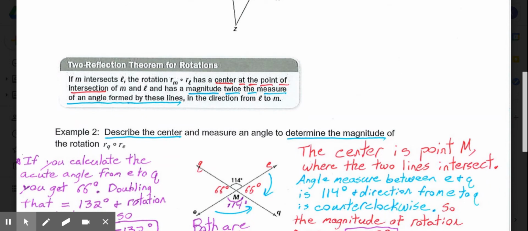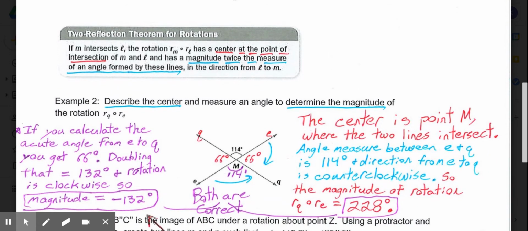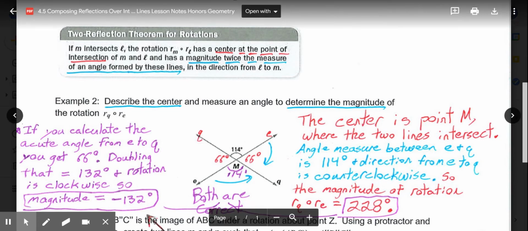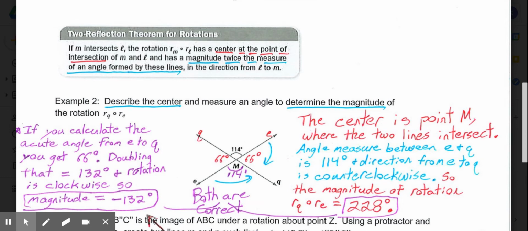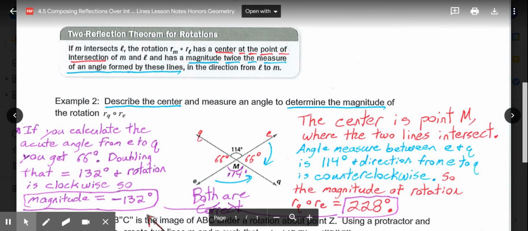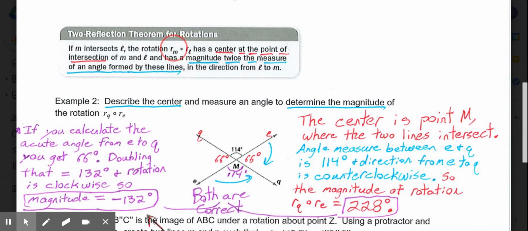Now, we do have a theorem to go with this, of course, and it's the two reflection theorem for rotations. So this theorem states, if M intersects L, the rotation R_M composite R_L, so that would be the rotation, reflection M, composite reflection L. So the lowercase r's here stand for reflection still. So this would be reflecting over M following a reflection over L.